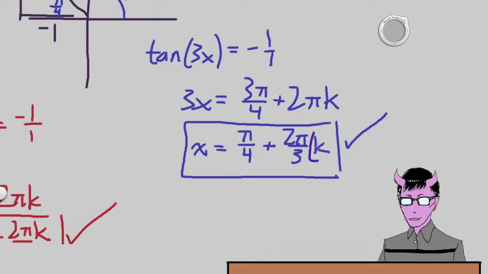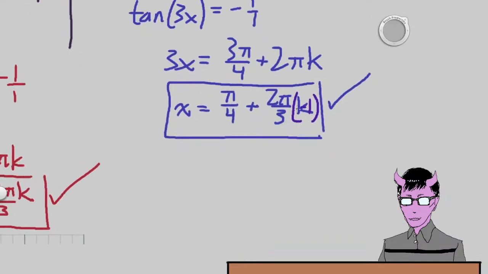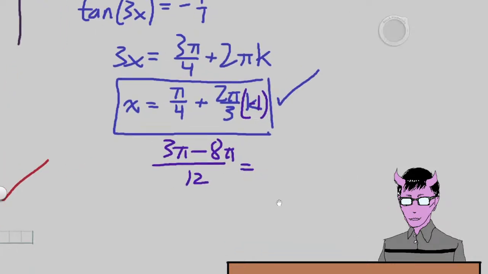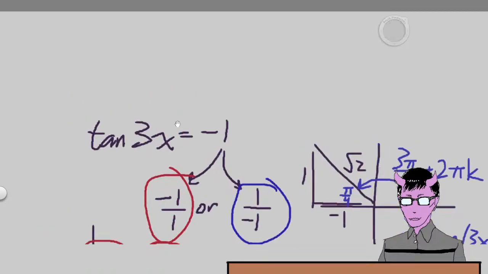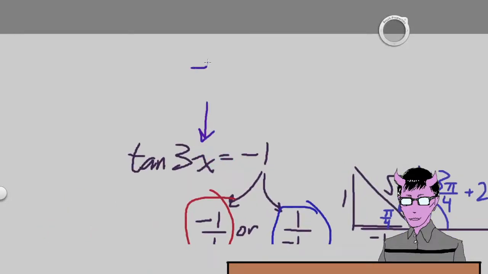So testing for k is equal to negative 1. If k is equal to negative 1, then this becomes negative 2 pi over 3. If we add it to this positive one, it will become 3x. I'm sorry, not 3x. 3 pi minus 8 pi over 12, which is equal to what? Negative 5 pi over 12. There it is. Negative 5 pi over 12. So we're going to plug in negative 5 pi over 12.